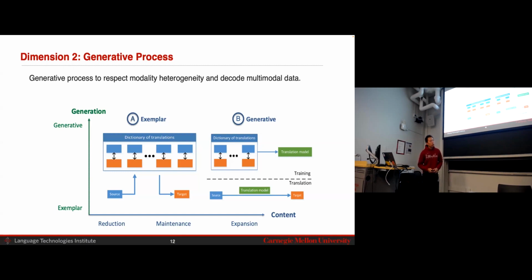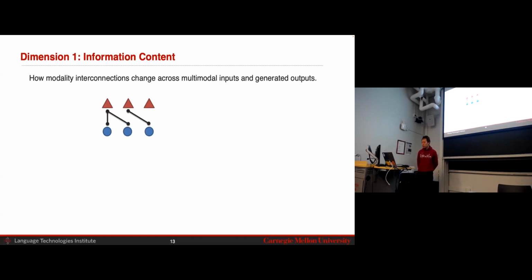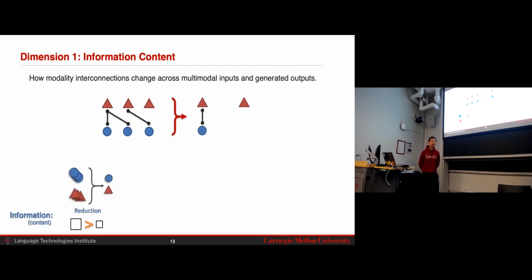Okay. So to see these two dimensions in action, the first case, I'm going to talk about summarization. In the first case, when the information content is reduced, right? You want to reduce the amount of information content by compressing your modalities such that the ones that are connected is smaller.